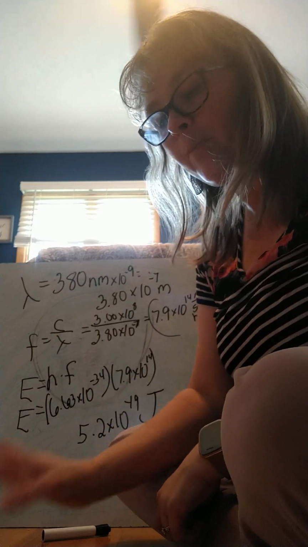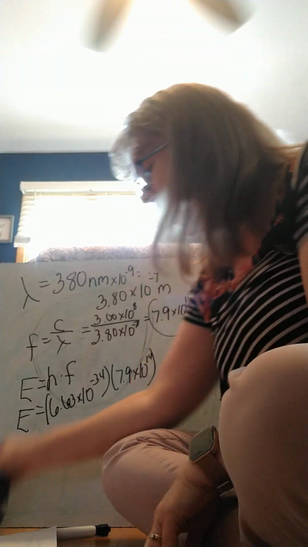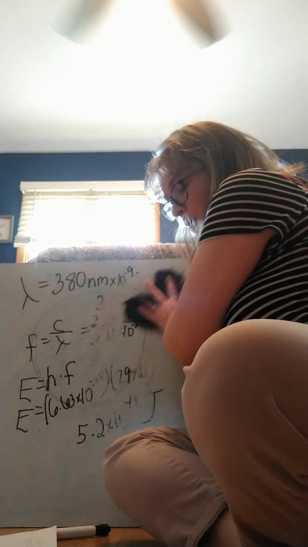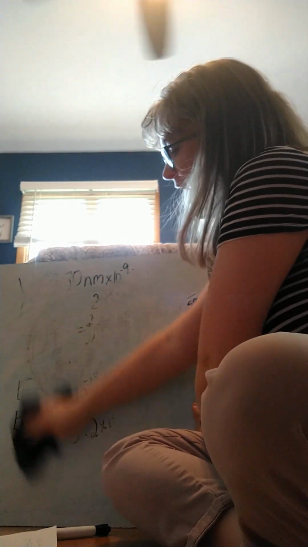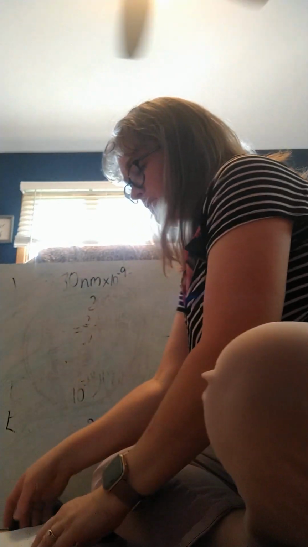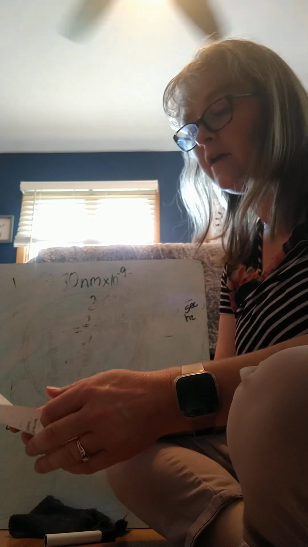Okay. So, photons are tiny packets that light waves come in. So light waves come in little packets called photons.